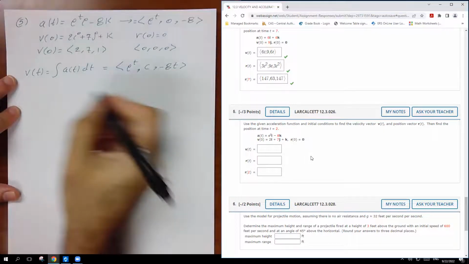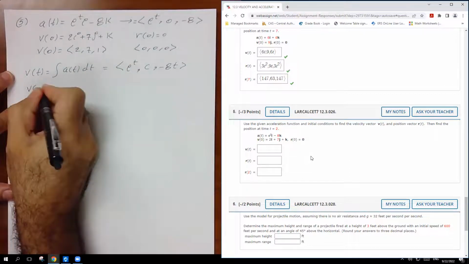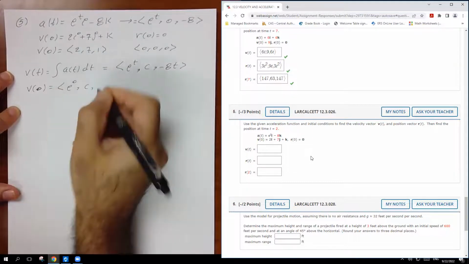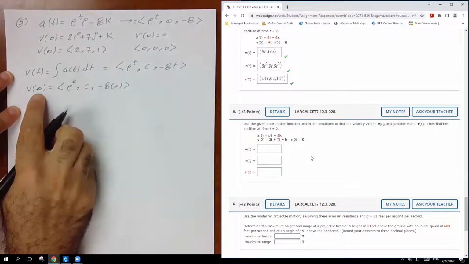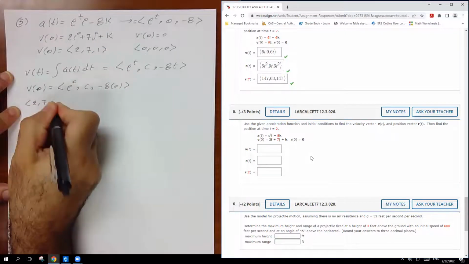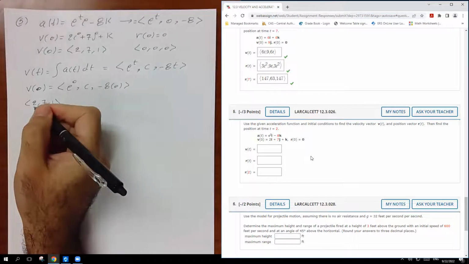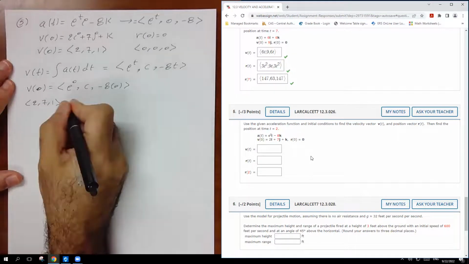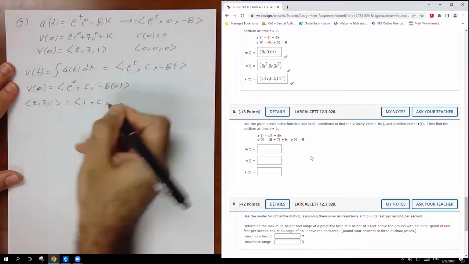So now we're going to use v naught. v at t equals 0 is going to be e to the 0, and here is c, and here is -8 times 0. v at 0 is going to be this vector, so it's going to be 2, 7, and 1. And it equals this one, which is going to be 1, c, and 0.